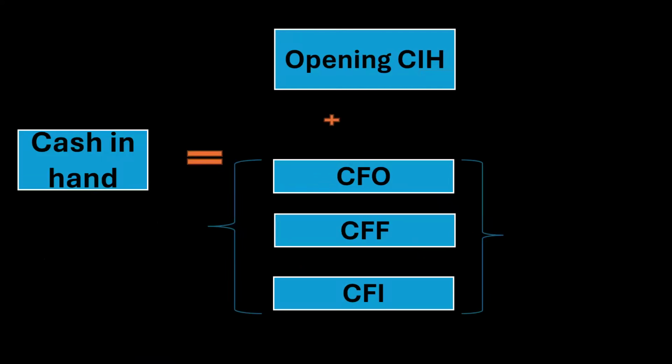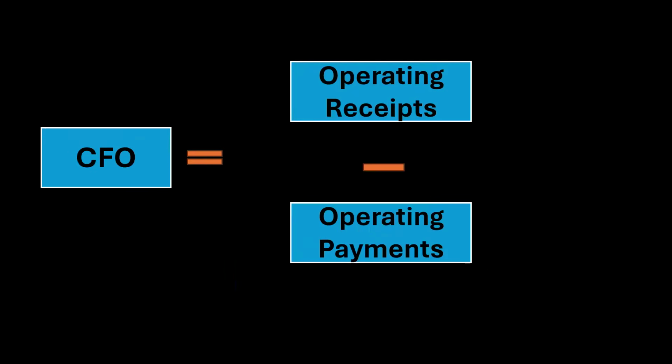According to Ind AS 7, cash in hand can be calculated as opening cash in hand plus or minus the cash from operations, cash from financing, and cash from investment activities. So Ind AS 7 is very clear that you need to classify the cash flows on the basis of operations, investment, and financing activity. But our focus within that is cash from operations.